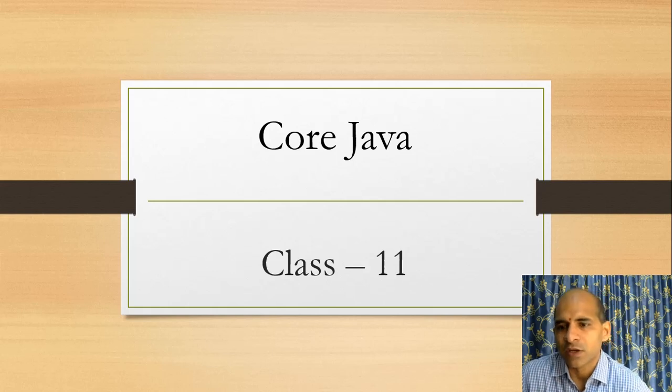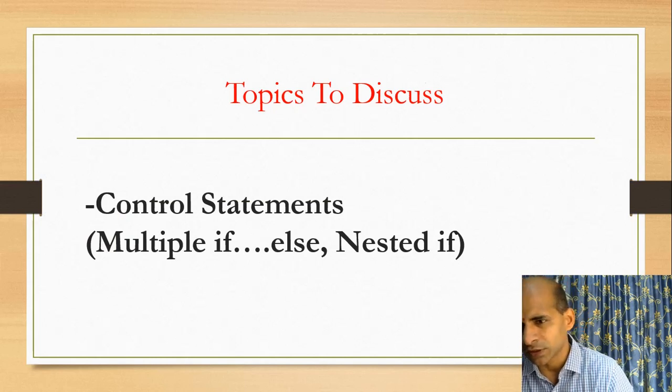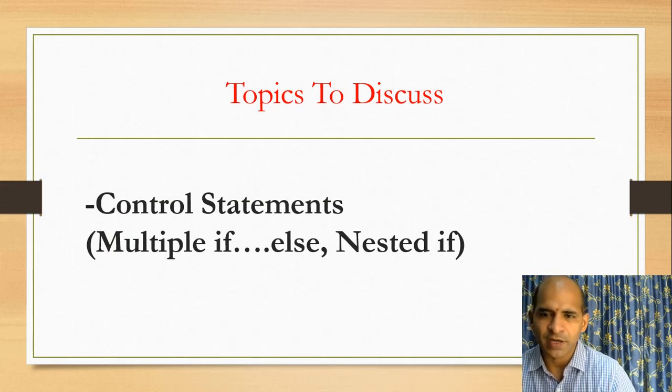In our previous class we already learned what a control statement is and how control statements are classified into two categories: first, the selection statement, and second, the iteration statement. Selection statements are divided again into two parts, if and switch case. We divided if into four types: simple if, if else, multiple if else, which is known as the else if ladder, and another category, nested if.